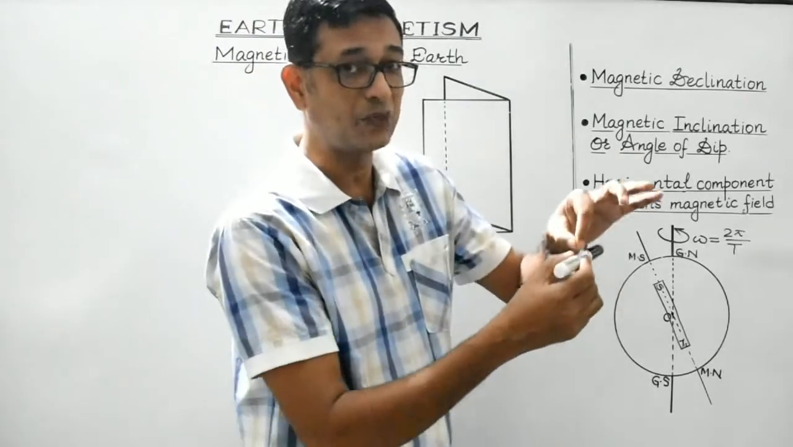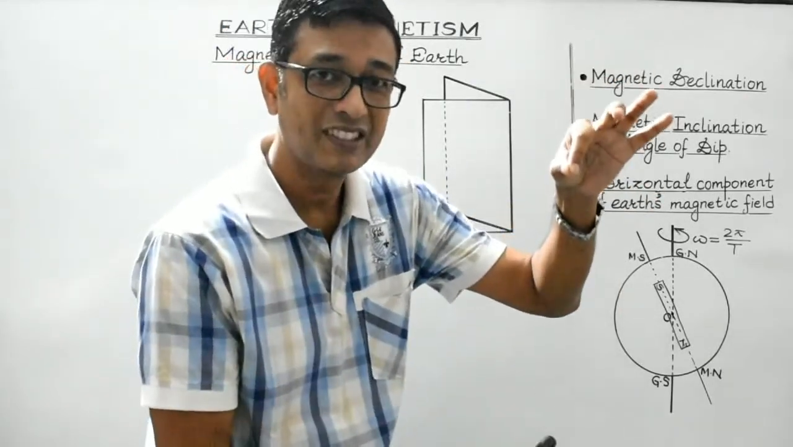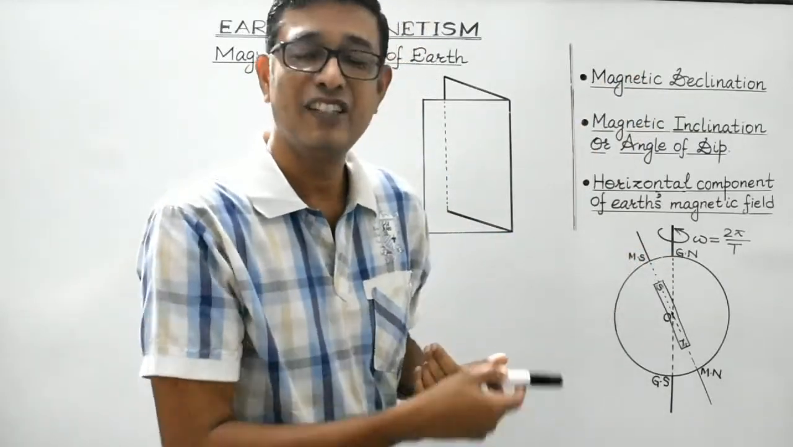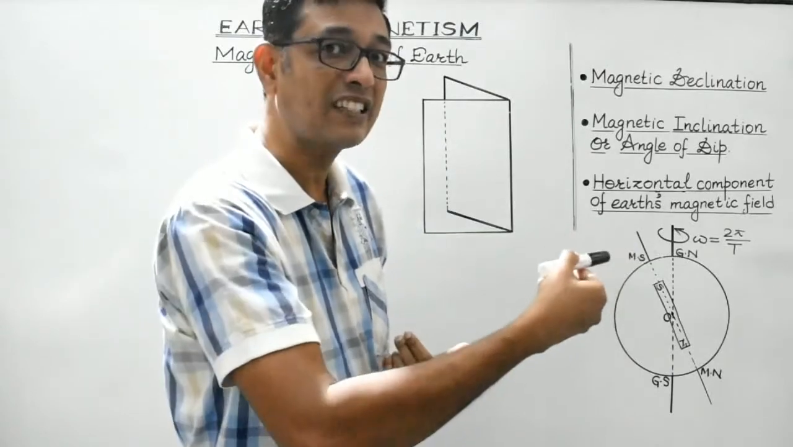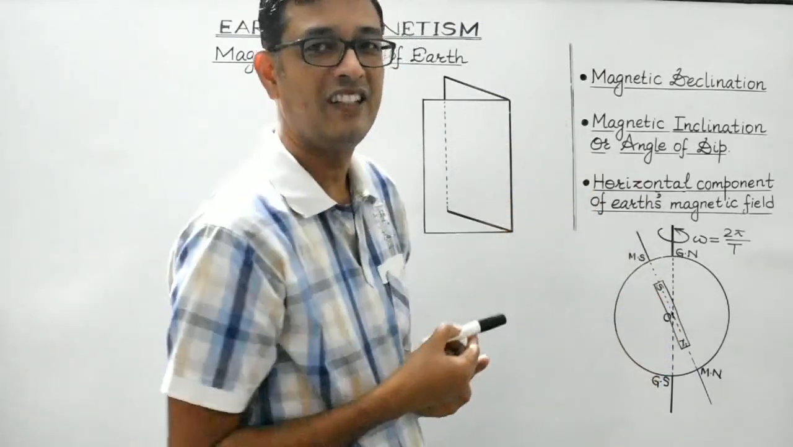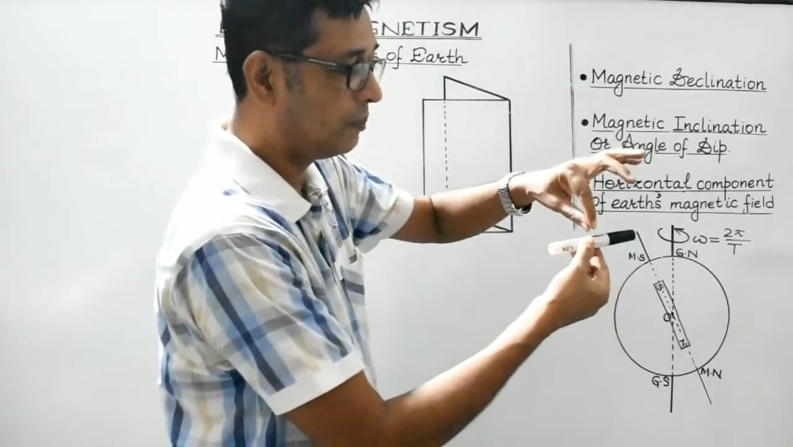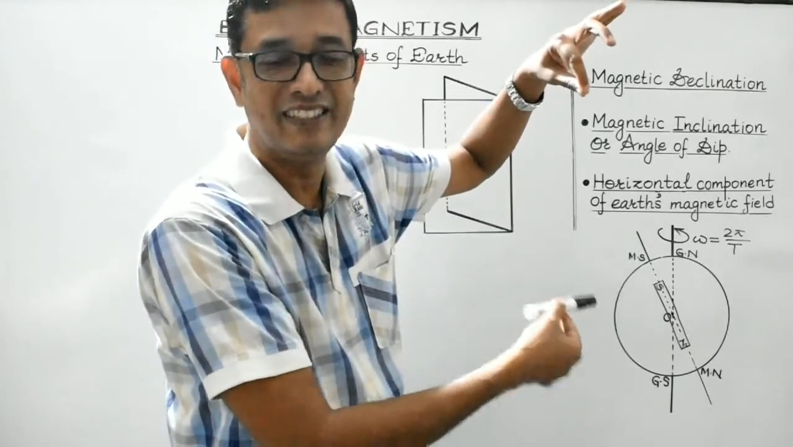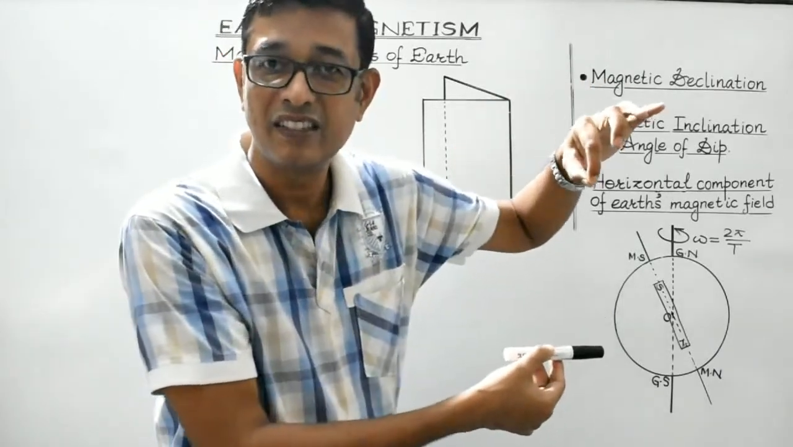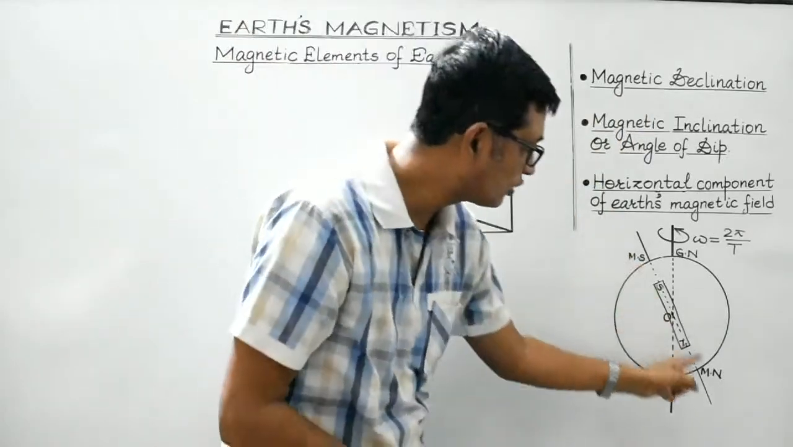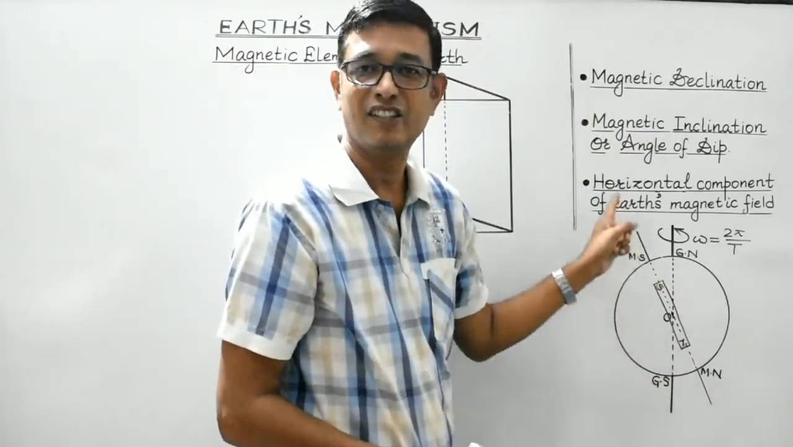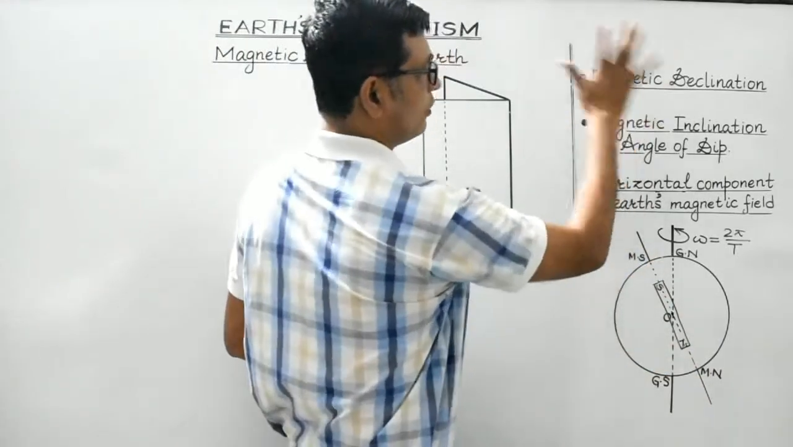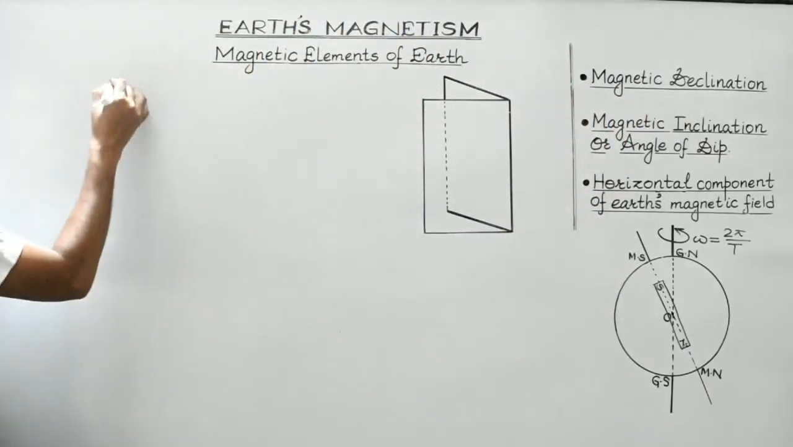Now when a bar magnet is suspended freely, what happens? It will experience a torque under the influence of Earth's magnetic field, and it will align itself along the direction of the Earth's field. So students, what I mean to say is that whenever a bar magnet is suspended freely, it will align itself in the magnetic meridian. Magnetic meridian is an imaginary vertical plane which passes through the magnetic axis. Understood, students? Right? So, let's discuss the first topic, that is magnetic declination.